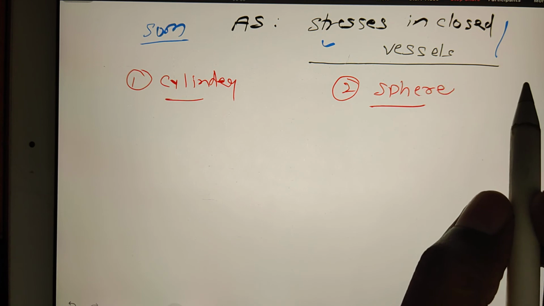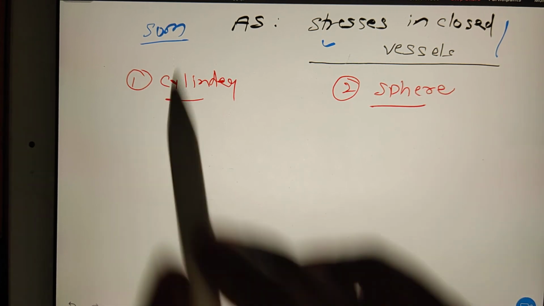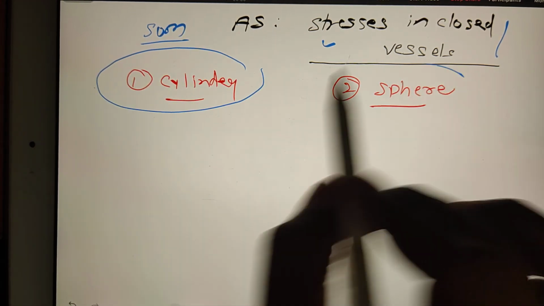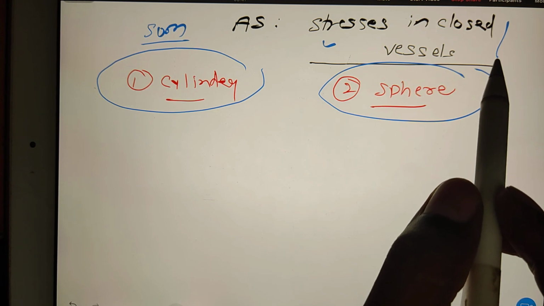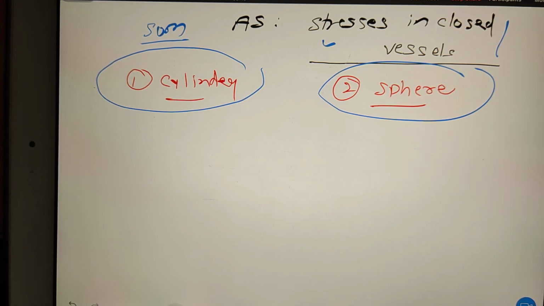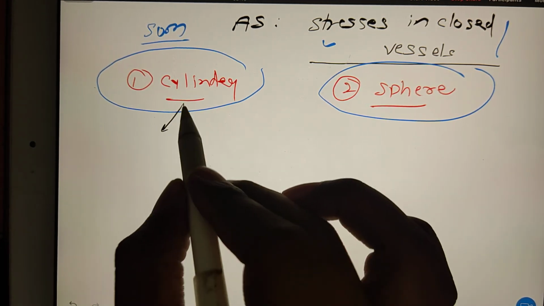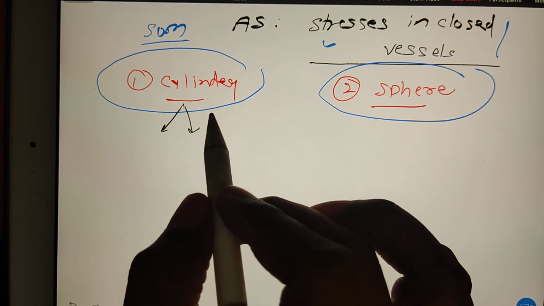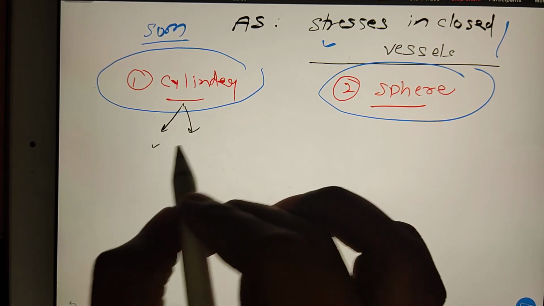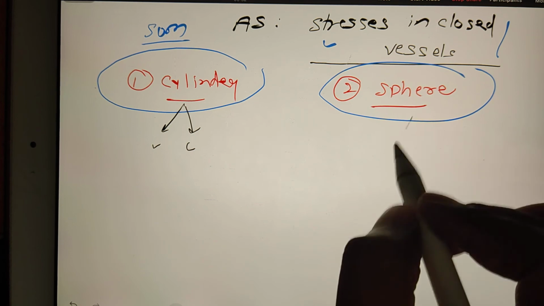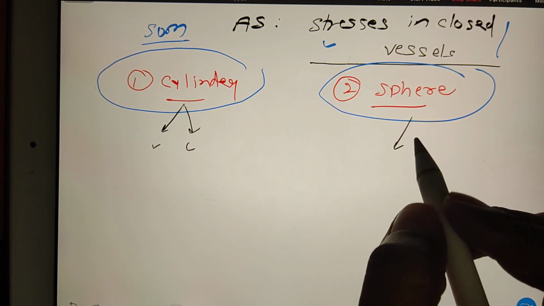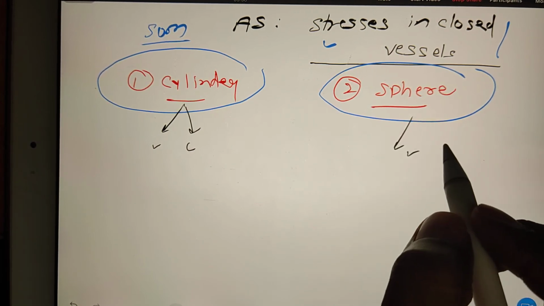Now, when we compare the difference between cylinder and sphere, we find the shape. In a cylinder we have two different dimensions to discuss. That's why we have two different stresses. In a sphere we have the same dimension everywhere, so we have only one type of stress.